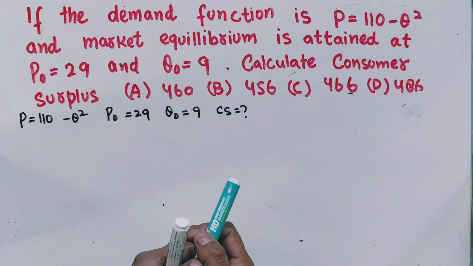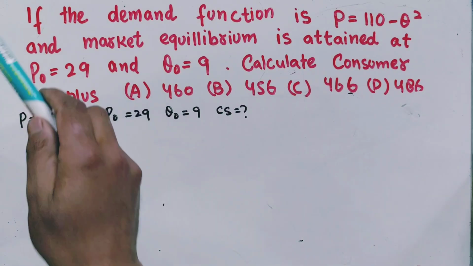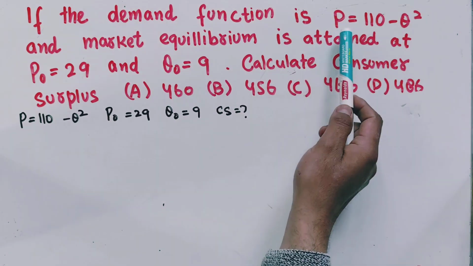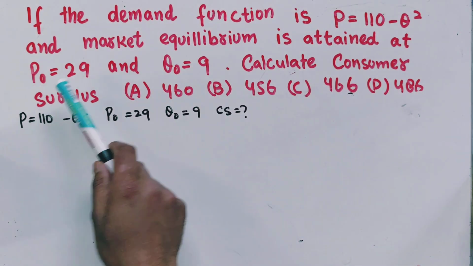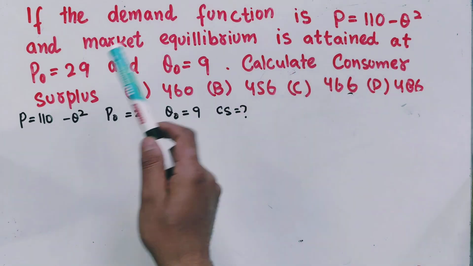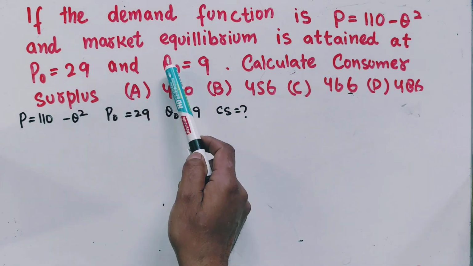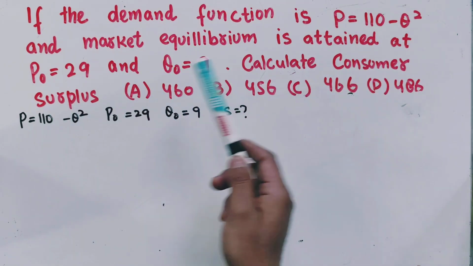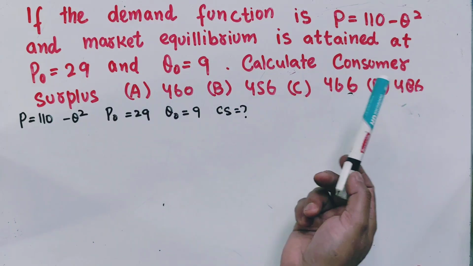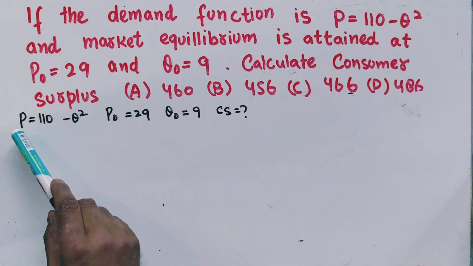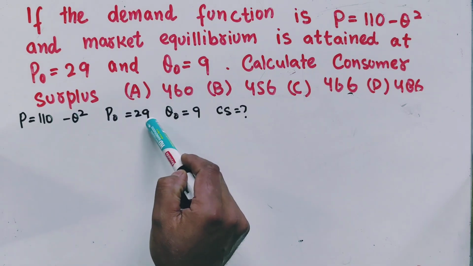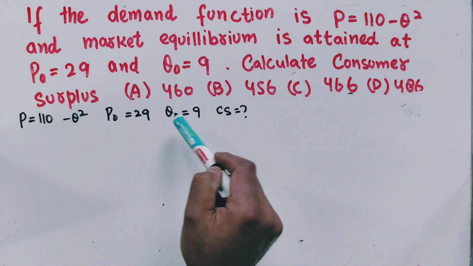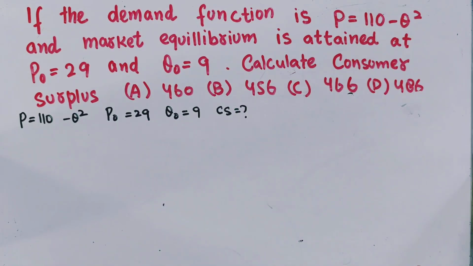The question is to find out the consumer surplus. We have a demand function which is P is equal to 110 minus Q square. P is the price, Q is the output, and market equilibrium is attained at P naught is equal to 29 and Q naught is equal to 9. We need to calculate the consumer surplus. Options are being given. So this is our demand function, P is equal to 110 minus Q square. Equilibrium price is 29. Equilibrium quantity at that very price is 9. And we need to find out the consumer surplus.